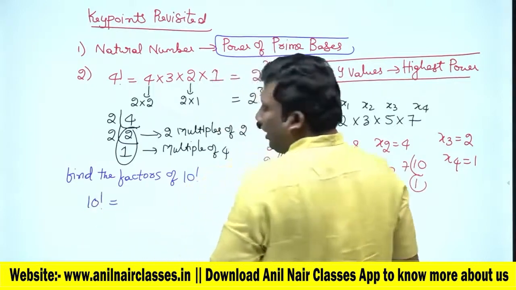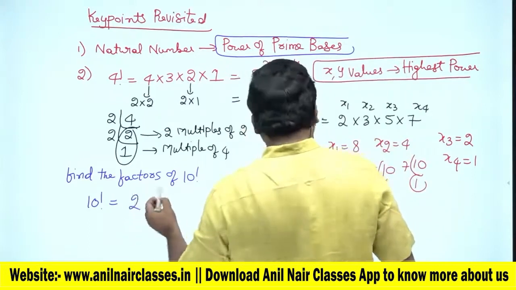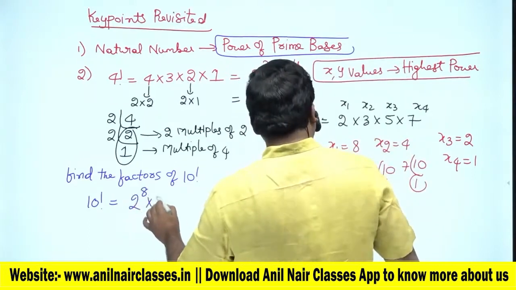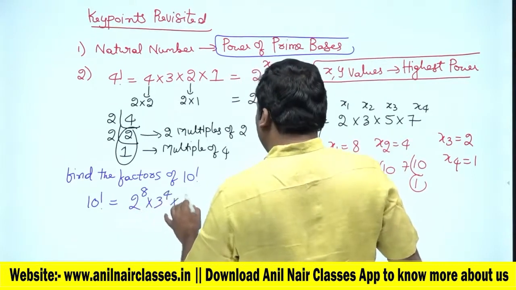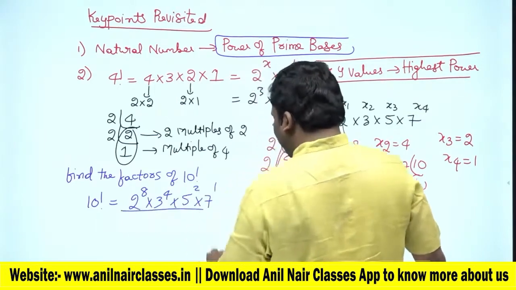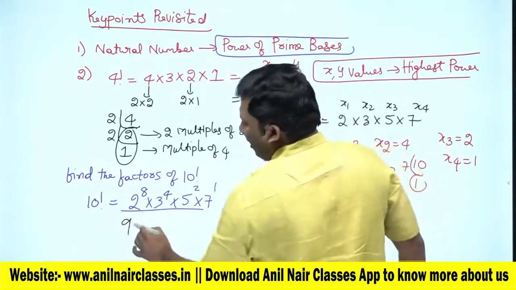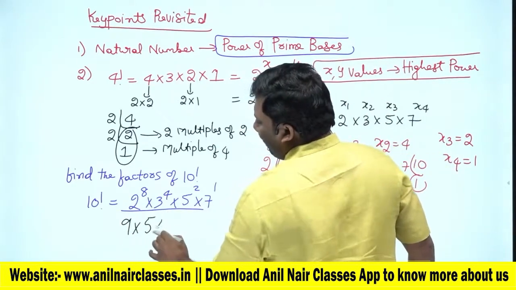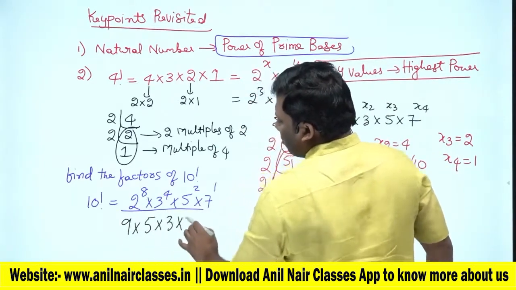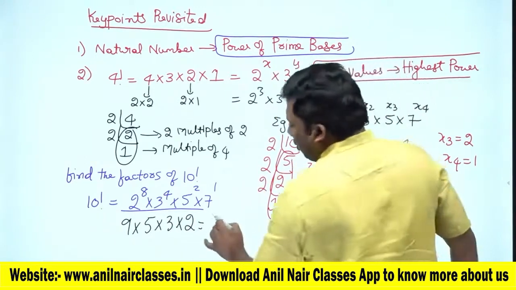10 factorial. What are all the prime numbers from 1 to 10? 2 power, how much we got? 8. 3 power we got 4. 5 we got 2. 7 we got 1. How many factors are there for this number? 0 to 8, 9. 0 to 4, 5. 0 to 2, 3. 0 to 1, 2. 9 5s are 45, 45 6s are 270.